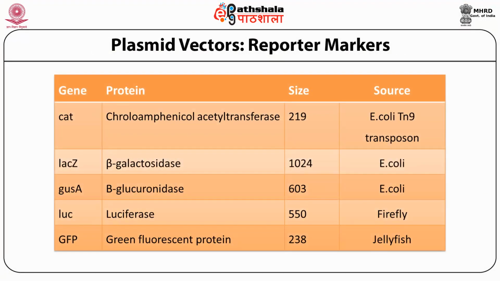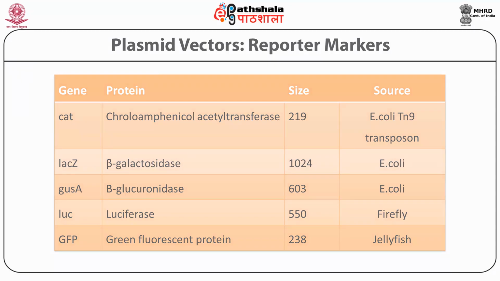This table represents the commonly reported gene markers which are used in day-to-day cloning activities. Here you can see the genes, their proteins, the size of the amino acid sequence found in that protein, and their source of origin. You can see here the CAT gene, which is responsible for chloramphenicol acetyltransferase, LacZ for beta-galactosidase, GUS-A, LUC, that is the luciferase gene, and the green fluorescent protein gene, which was isolated from jellyfish.